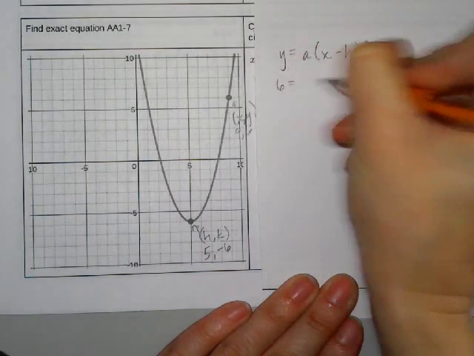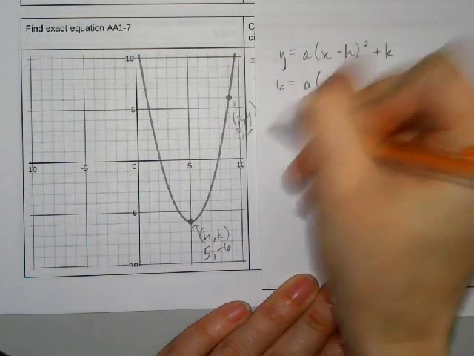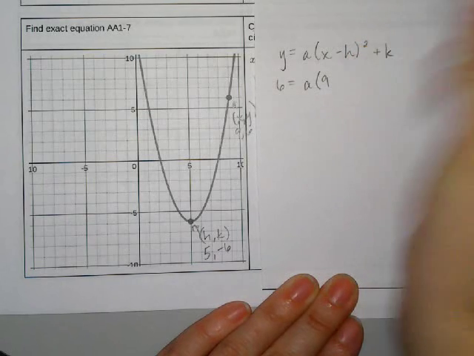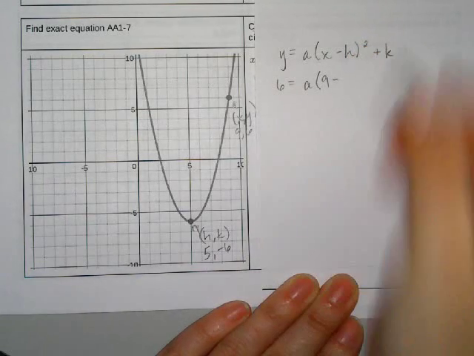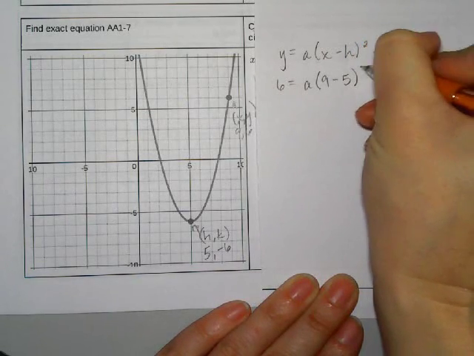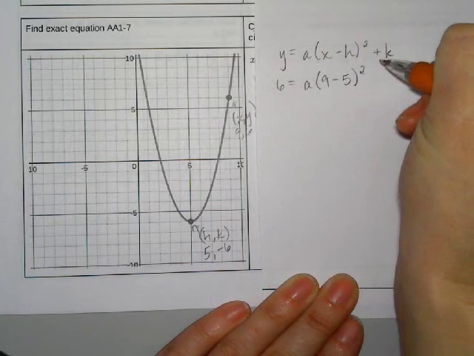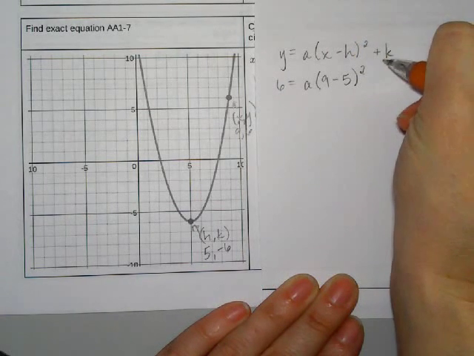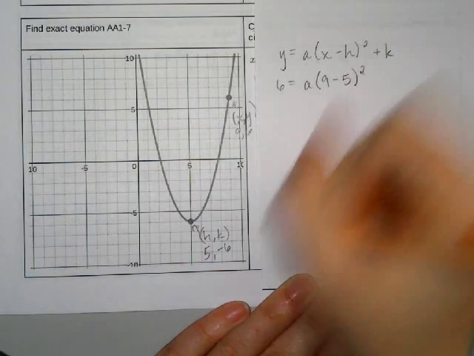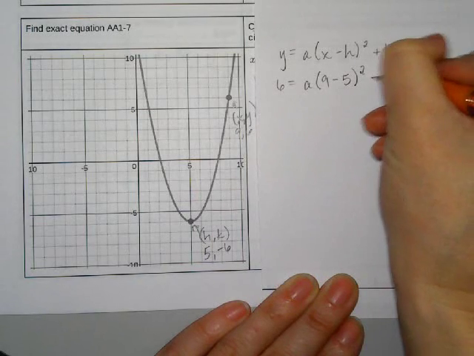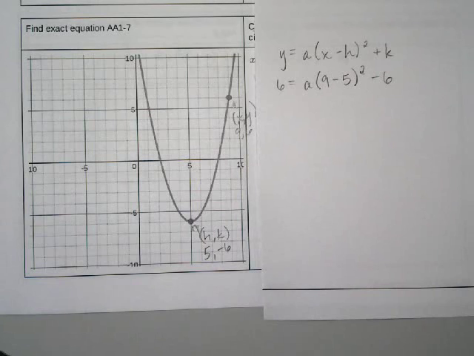Don't forget to bring down that squared. That's one of the most common problems that I see, people forgetting to do that step. And then k is -6, so -6. From there, you just need to solve for a. Order of operations is very important in this because a lot of people forget that this is multiplying a times this whole thing, so you need to simplify this whole thing first.